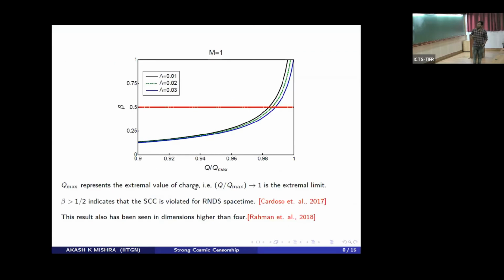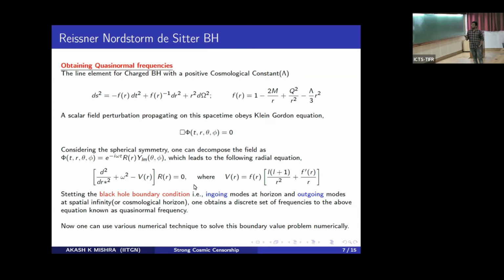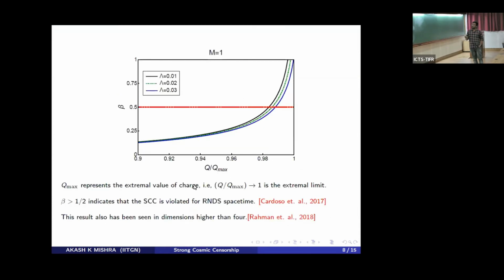Here we have plotted beta for the L equal to 10 mode, where L represents the multipole number, for Reissner-Nordström de Sitter. Beta is plotted against Q by Q max, where Q max is the extremal value of charge, so the parameter ranges up to Q by Q max equal to 1, which is the boundary of the Q parameter. As you can notice here, in the near extremal region there is a violation of strong cosmic censorship, as the beta value exceeds the value of half.